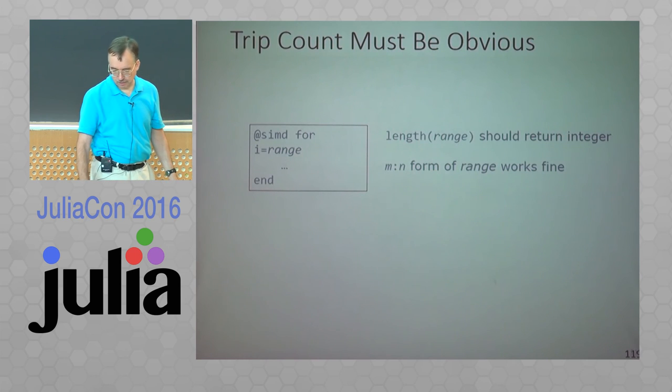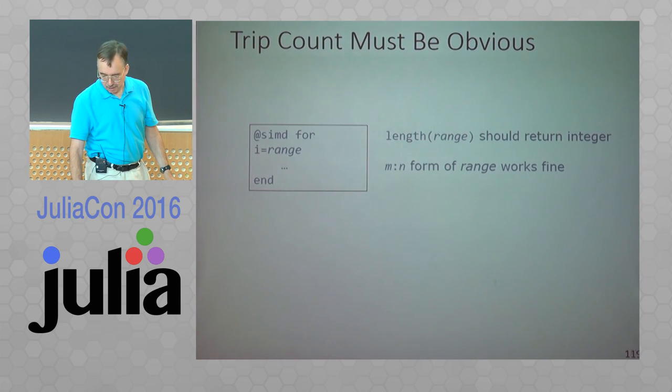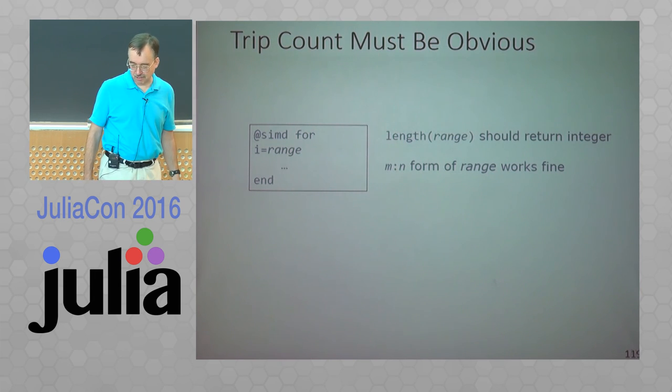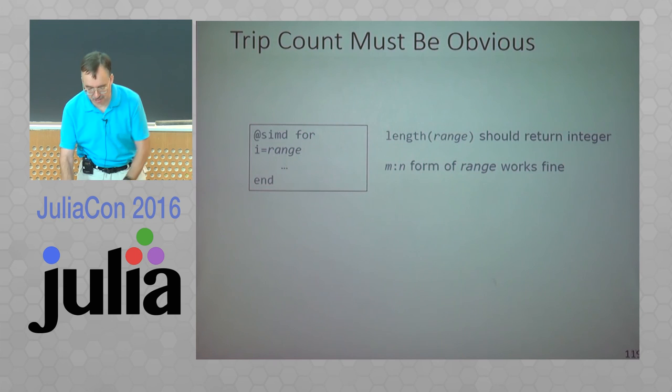Okay, the trip count. Pretty much the requirement, if you're messing with stuff other than the basic Julia loop stuff, is that the length of the range has to return an integer.